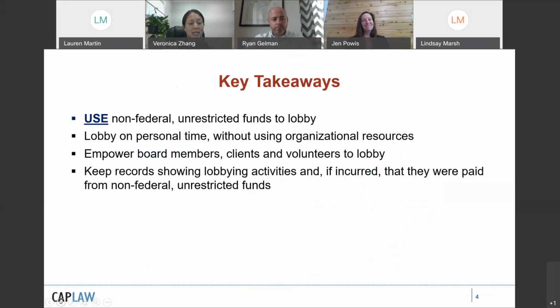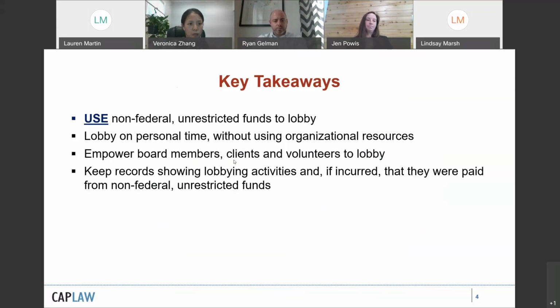So if you go to the next slide, our really key takeaway for today in CAPLAW's portion of the slides is that community action agencies can and should consider using unrestricted funds, non-federal funds, to engage in some portion of lobbying activities. Often this is the most effective way to communicate your message to your community or to your state legislatures or federal legislatures, as well as to the public at large. And the key here is that there are rules that govern how you lobby and what you need to do in terms of reporting on your lobbying activities. And that's what we're going to be covering in this section.